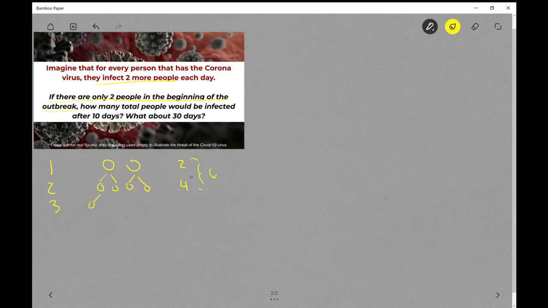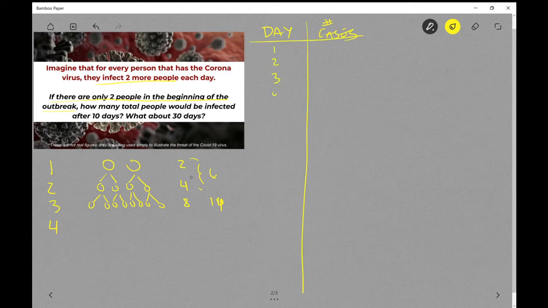On the third day, each of these people infects 2 more, and now you have 8. 8 plus 6, now you have 14 total people. Okay? And we could keep going. Now, I'm not going to keep drawing this. I think it's a little bit easier to do a table. So, days and number of cases. Okay, so 1, 2, 3, 4, 5. Let's go all the way to 10.